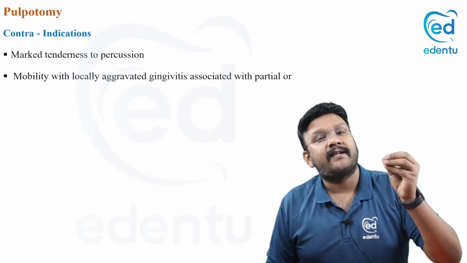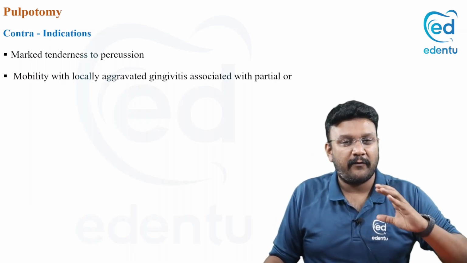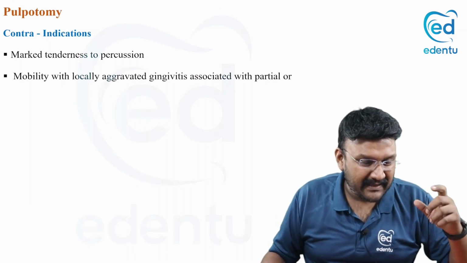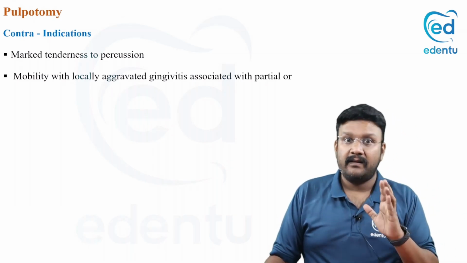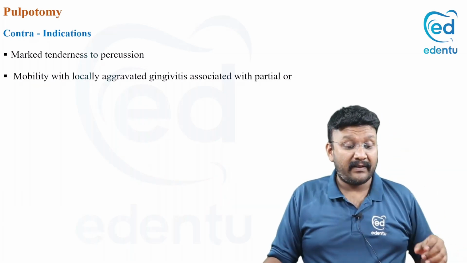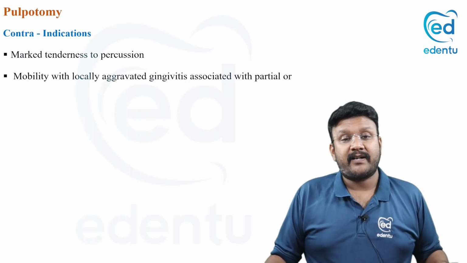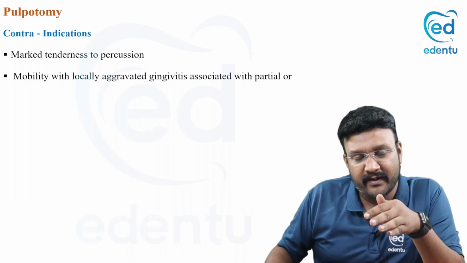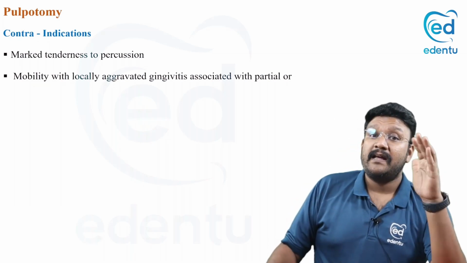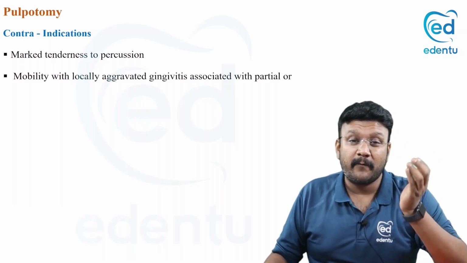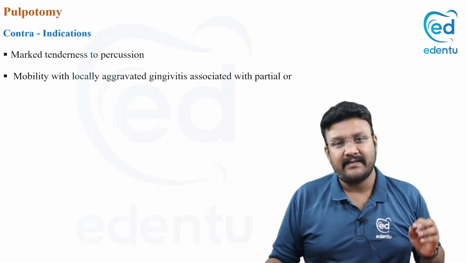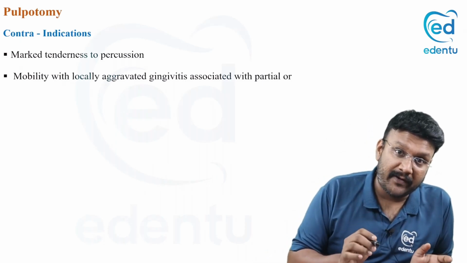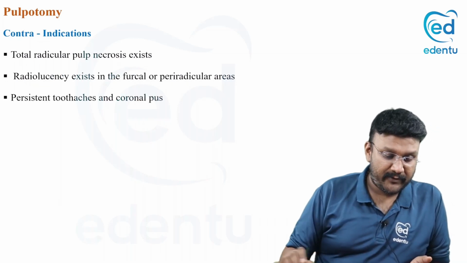Then marked tenderness on percussion. Imagine that signs of furcal involvement are shown when you are pressing it, or when you ask the child to bite, the child has pain. Better not to do a pulpotomy. Then mobility with locally aggravated gingivitis, or if there is mobility present in the tooth, it can be because of gingival infection or inflammation, or because of an abscess present. If there is an abscess, obviously there will be slight mobility. In such cases, try to avoid this, because it is contraindicated for these particular clinical scenarios.